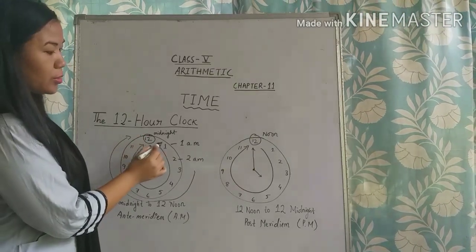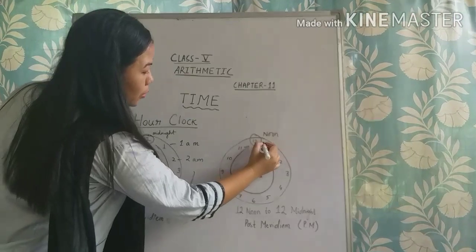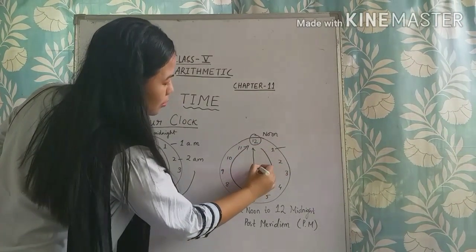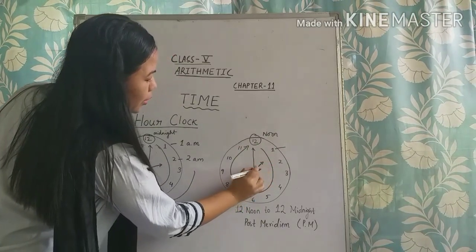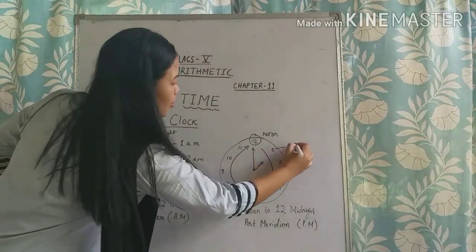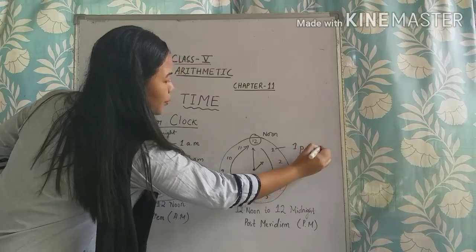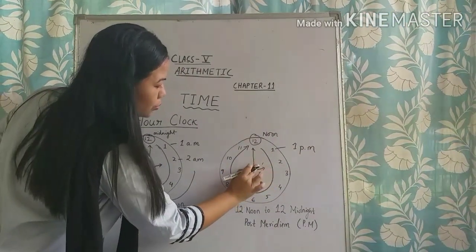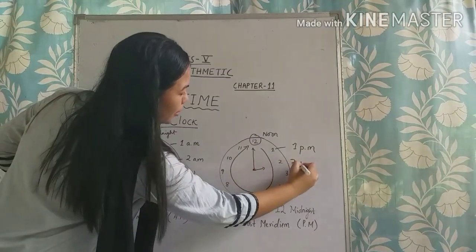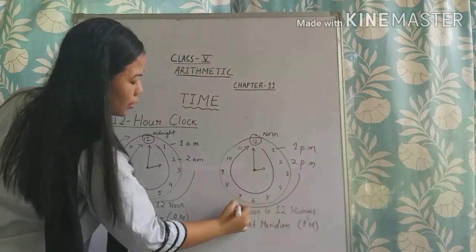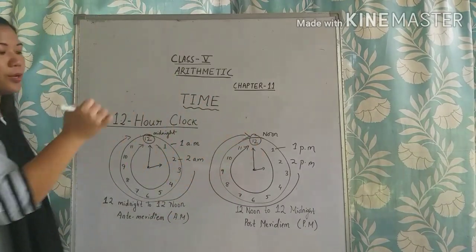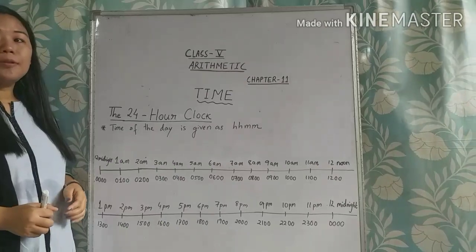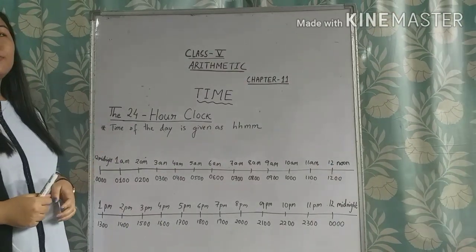Now, when it reaches noon, after the noon, if the short hand points at 1, we will say it is 1 PM. Then next, if it points at 2, we will say 2 PM and so on. Then it will reach 12 midnight again. Are you clear, students?